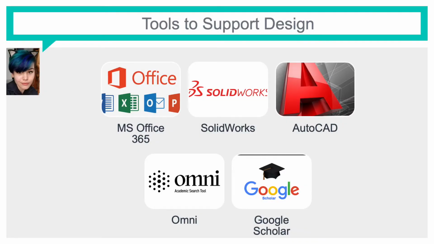These are the online tools that the Plastic Purge team used to develop the design process. This includes Microsoft Office 365, SolidWorks, and AutoCAD. Omni and Google Scholar were used as databases to find research and information. Next, we will discuss the finalized design solution built from these tools.